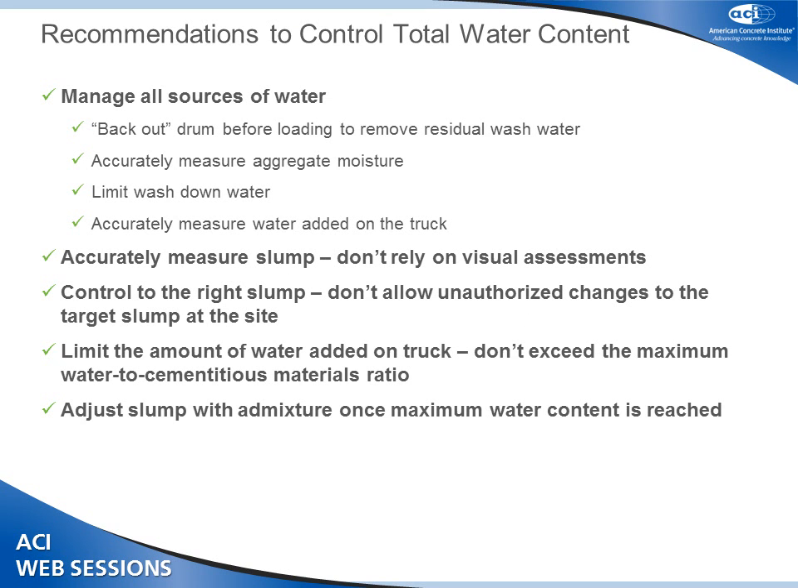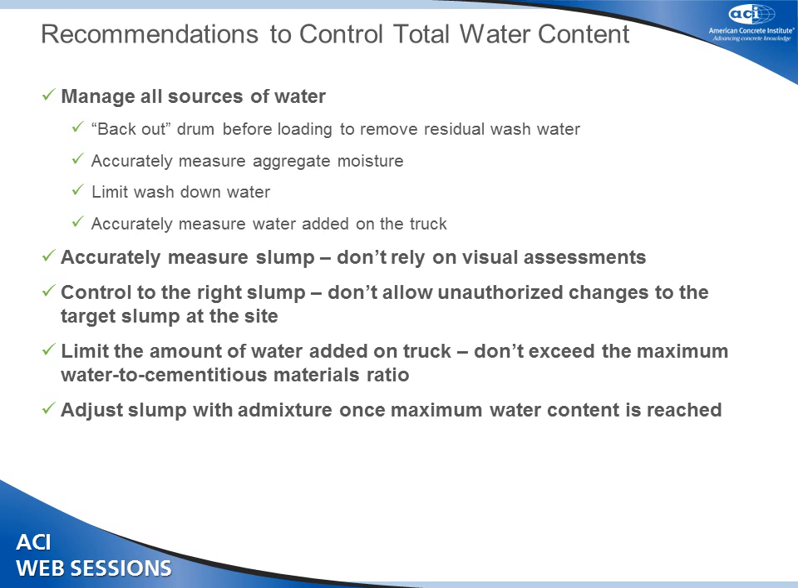in water. So just to summarize some of the recommendations on how to manage total water content, and particularly what happens in the delivery phase. First of all, manage all the sources of water. So we listed them all. Make sure that the driver reverses or backs out the drum to remove all the residual water. Next, make sure that the aggregate is measured accurately, and there will be another presentation about that this morning. Limit the amount of washed-down water and accurately measure what water is added on the truck so you know how much goes in. Also accurately measure the slump.